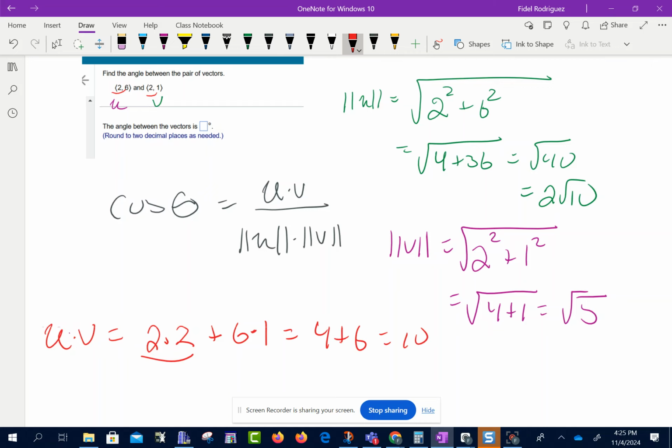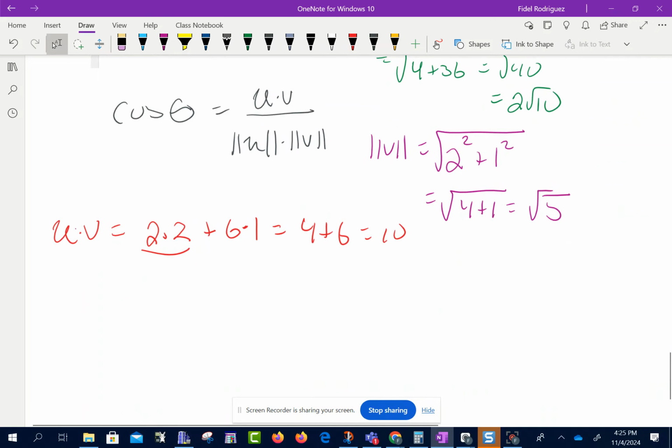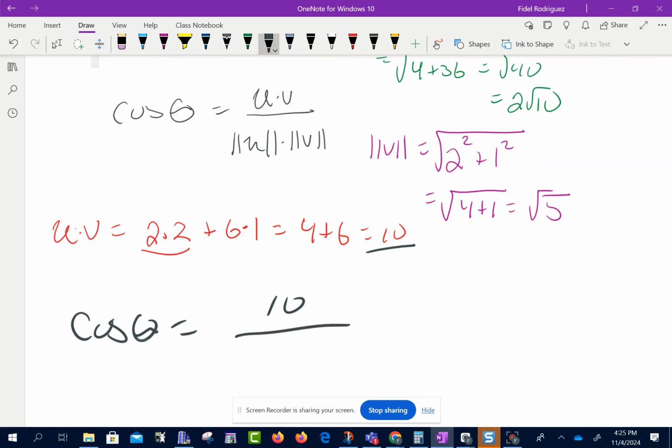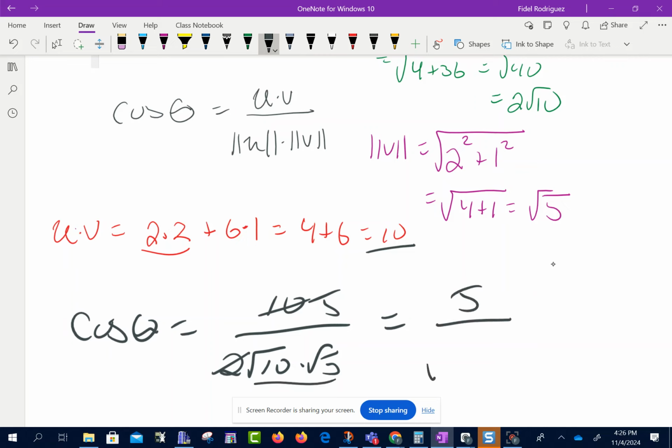Okay. And so now, when I'm going to look for the cosine of the angle between those two vectors, I'm going to take the dot product, which was 10, and I'm going to divide it by 2 times the square root of 10 and the square root of 5. So look, that's a 5 there. On the bottom, I got the square root of 50.